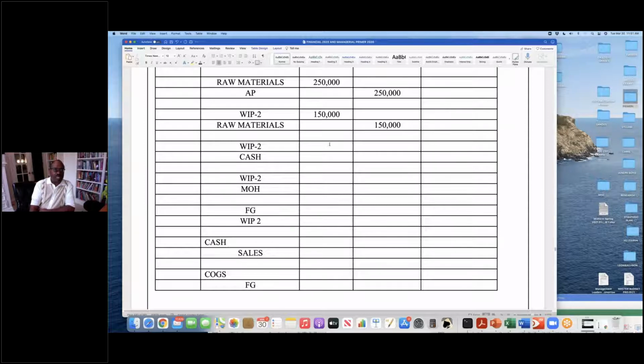Okay, so how much labor did we have? 275. Overhead? 200,000.